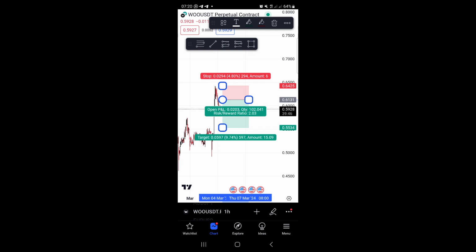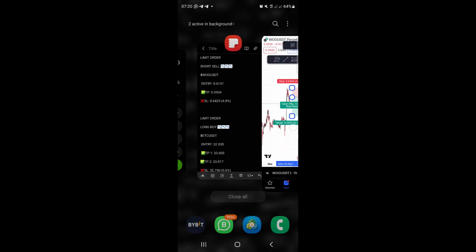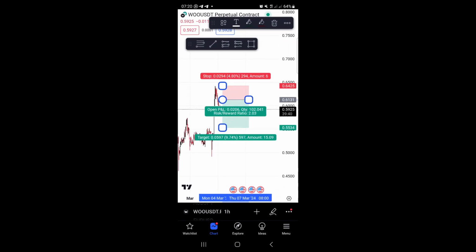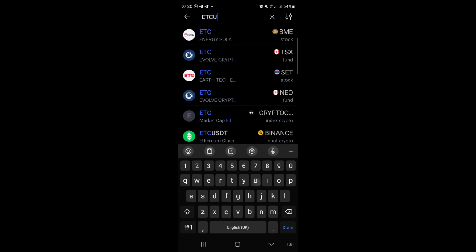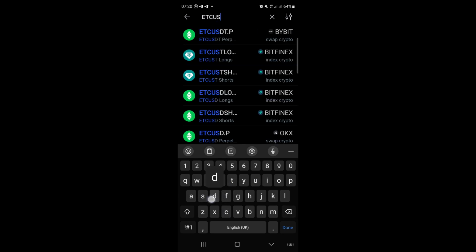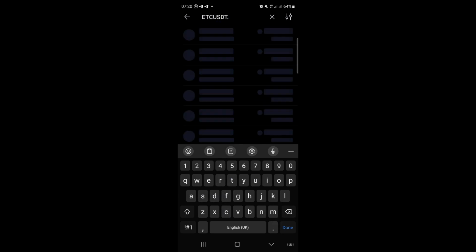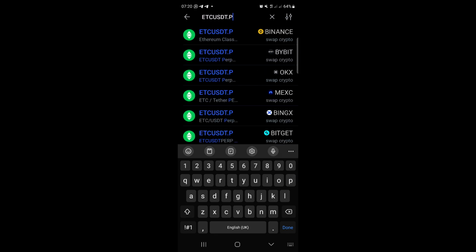Now let's draw this again for the long order that we had, which is the ETC USDT. So just like we did before, click here below, please. I'm sure you can see where I'm clicking. You're searching for ETC USDT. Remember, don't forget .P so that you get the exact chart. So like I said, we are trading on Bybit. So just click ETCUSDT.P Bybit.